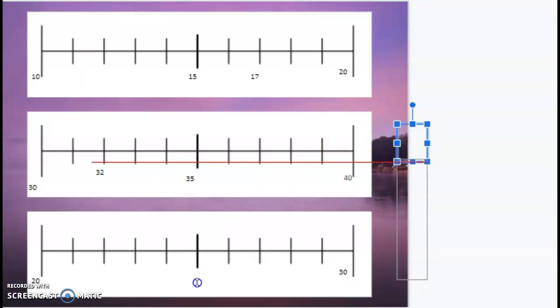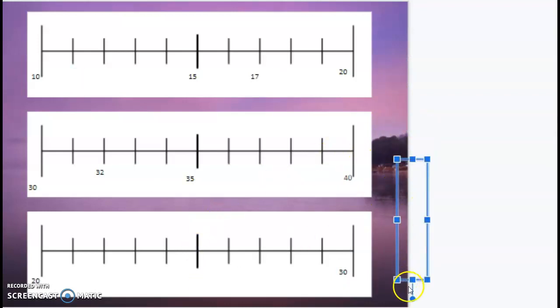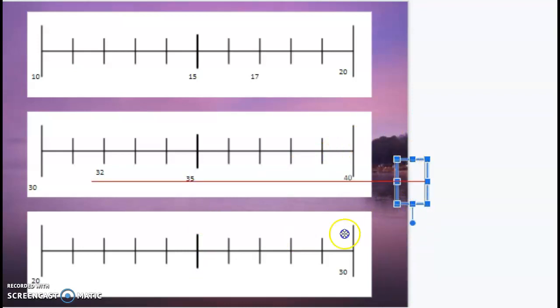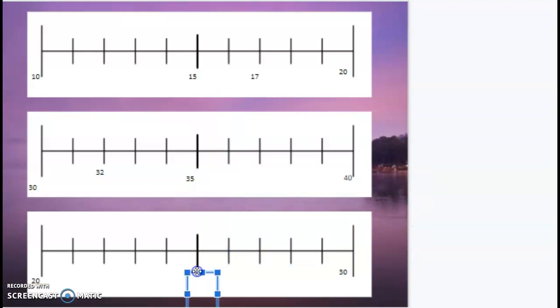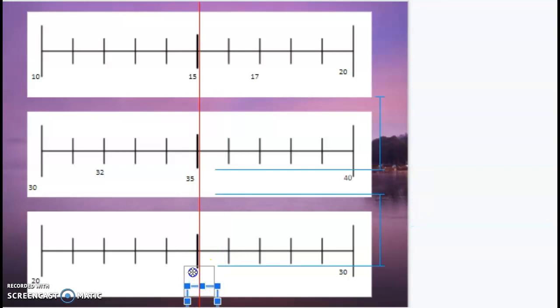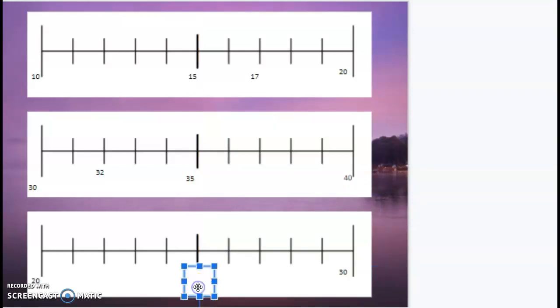Remember, the middle number always is going to be that benchmark number that we're going to use to help guide us in our rounding. And that middle number is going to be 25. And it's upside down again. So it's going to be 25.